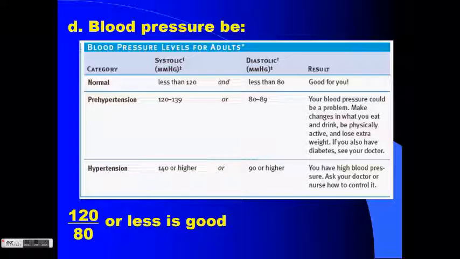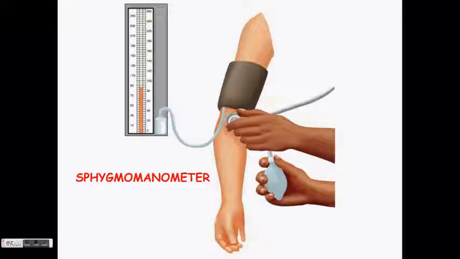In the case of blood pressure, good numbers, we're looking for numbers that are 120 over 80 or less. Obviously, too low is not good. 0 over 0 would be an indication that you are probably not alive. But 120 over 80 or less is a good target to have.